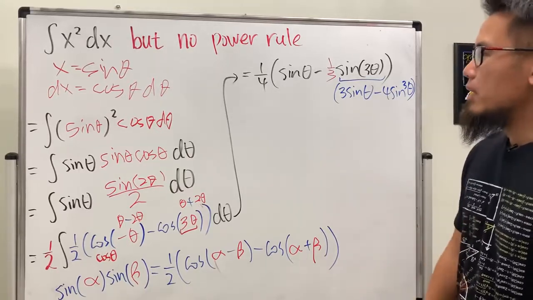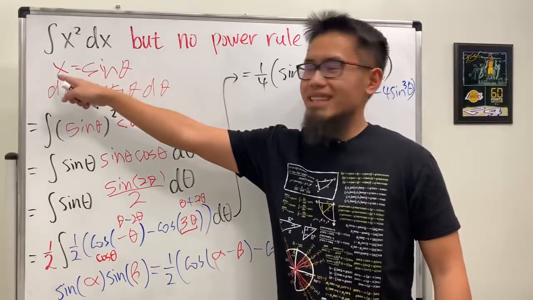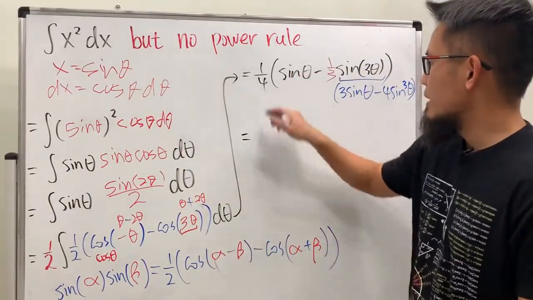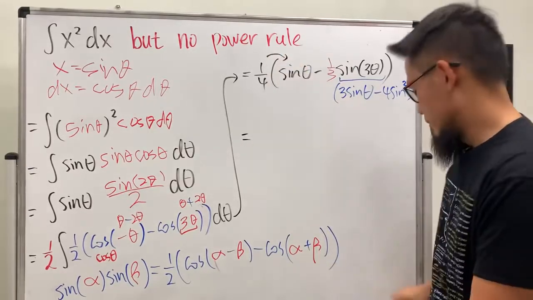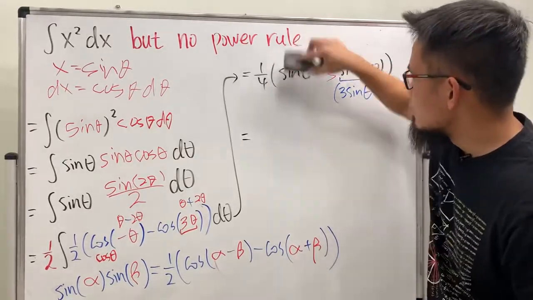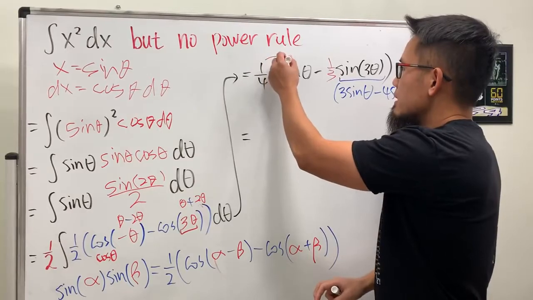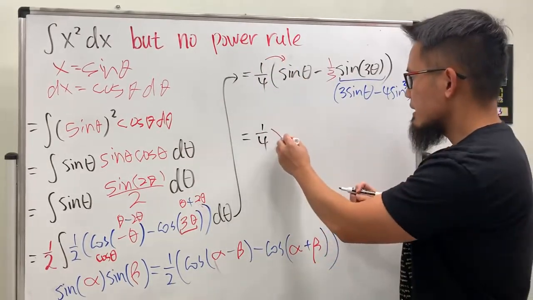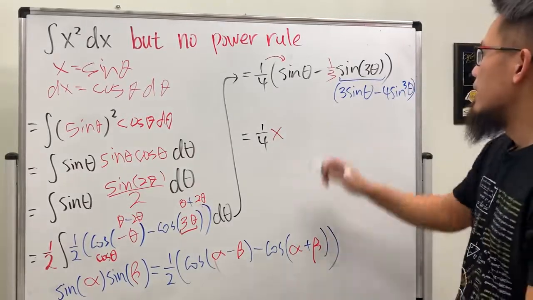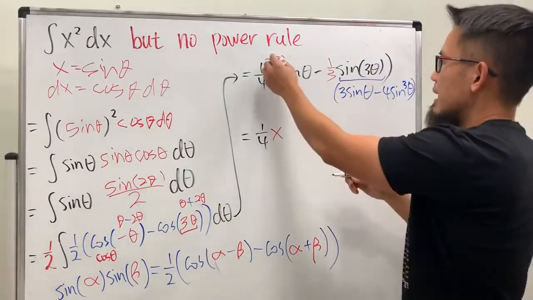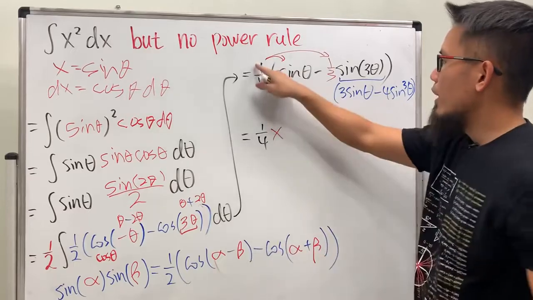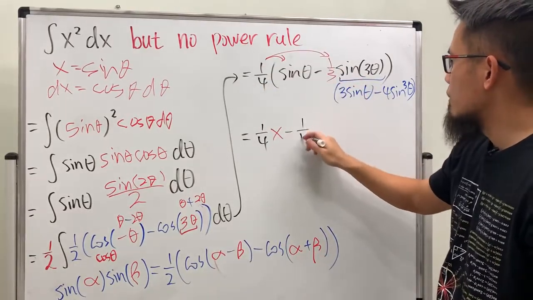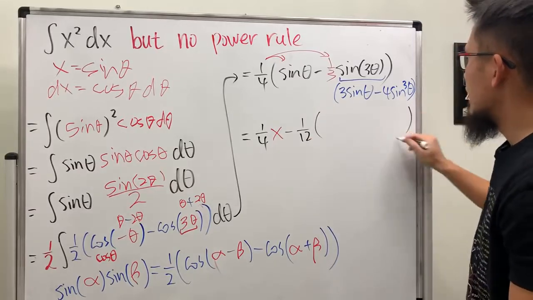All right, now let's see. Guess what? X is exactly our sine theta. So here, this right here we have 1/4. Here, this right here is 1/4 times that, which is 1/4, and sine theta is x. Next, this times that. Well, 1/4 times 1/3 is minus 1/12. And then let's go ahead and put this down.